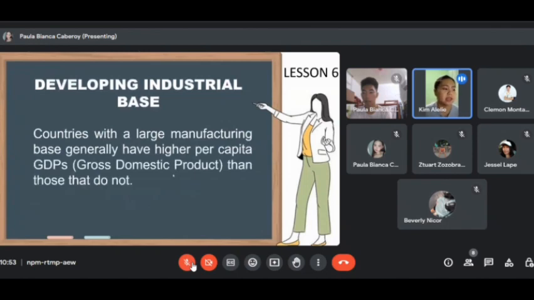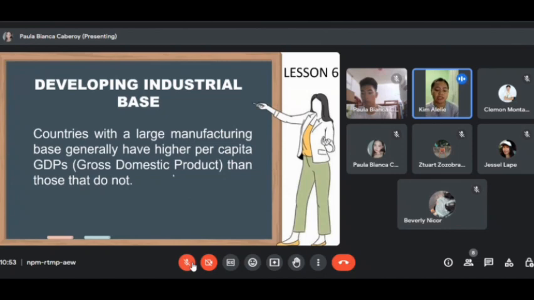Developing industrial base. Countries with a large manufacturing base generally have a higher per capita GDP, or gross domestic product, than those who don't. So why is it important to develop our own industrial base? Because it is a key factor for our economic, technological, and social progress with far-reaching implications for a nation's well-being and competitiveness in the global arena.